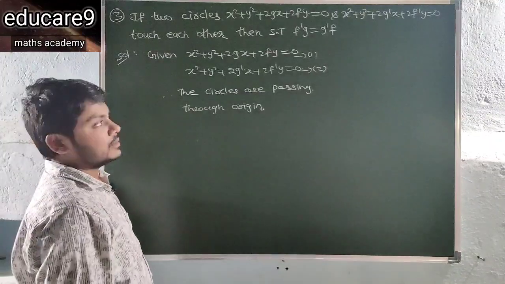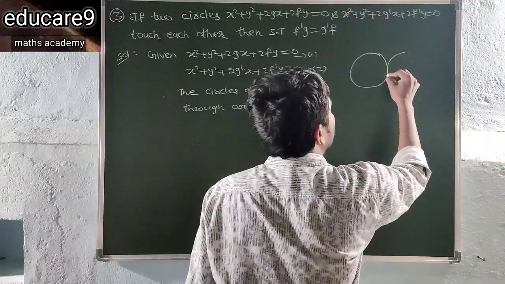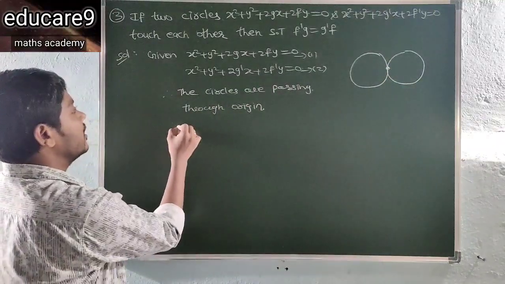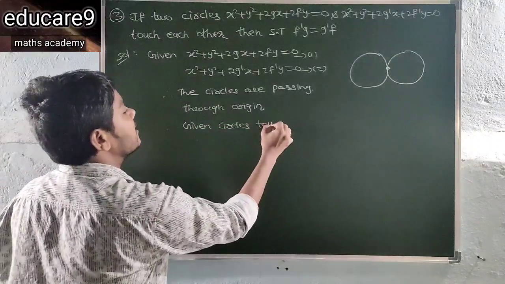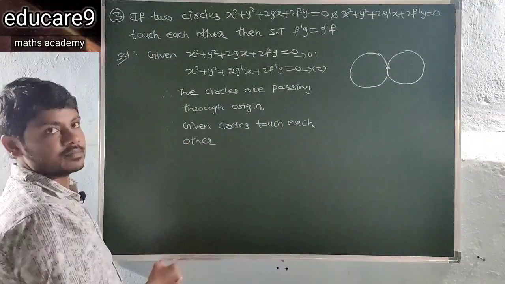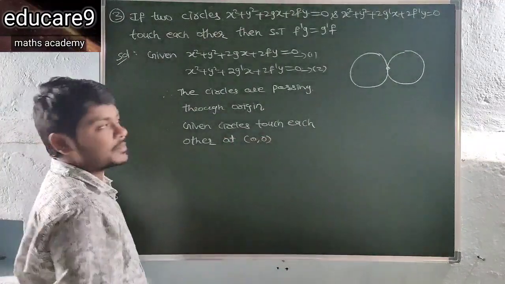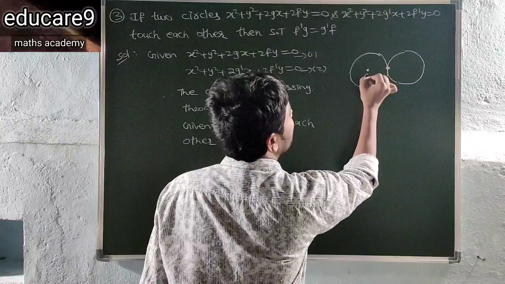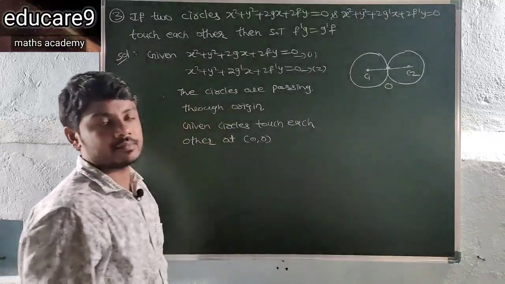And touch each other. So see here, like this. And also the given two circles touch each other. Therefore the given circles touch each other. So clearly they touch each other at 0, 0 only. So this is O. Now this is the center C1 and this is the center C2. So join C1, C2.